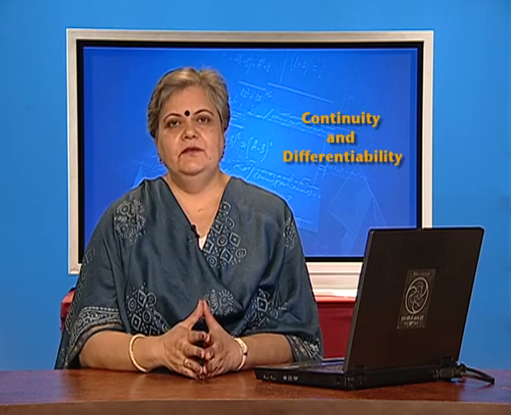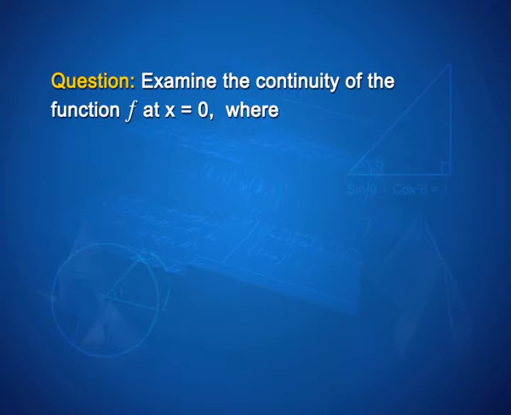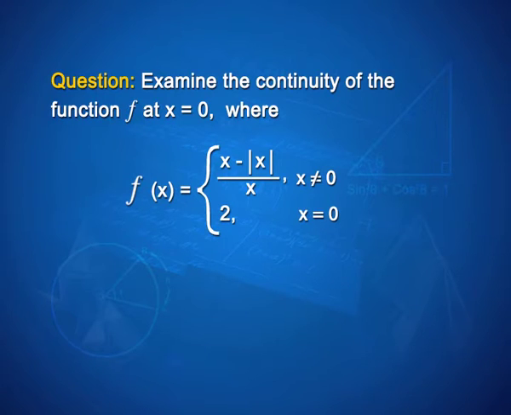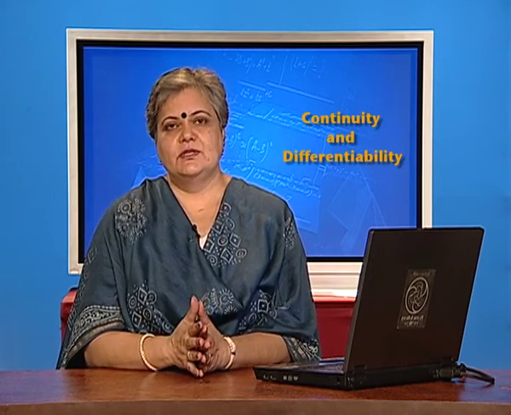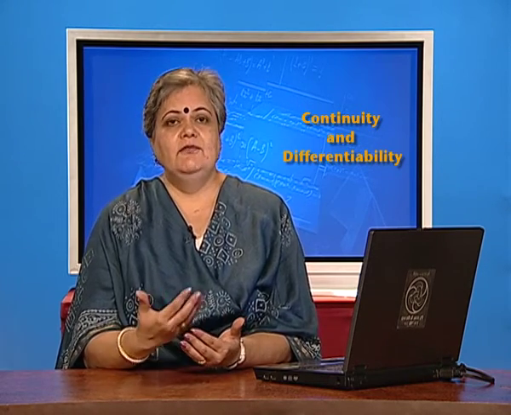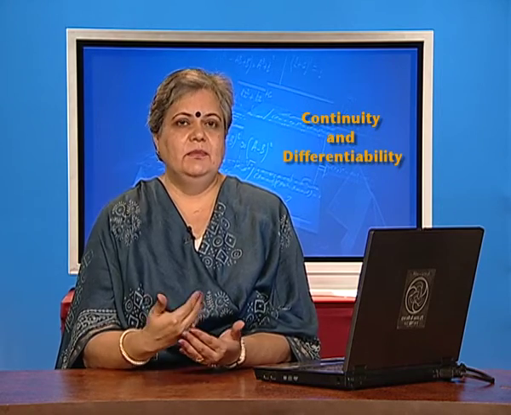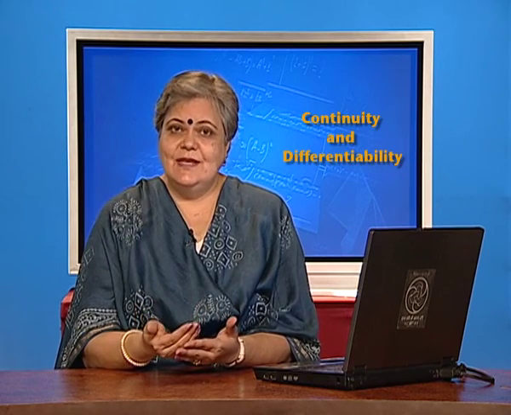So, let us begin with our very first problem, and the question says: examine the continuity of the function f at x equal to 0, where f of x is defined as (x minus |x|)/x when x is not equal to 0 and takes the value 2 when x is equal to 0. Now, every time you see a function which involves modulus, the absolute value function, the very first thing one must do is restate, rewrite, define it again, keeping in mind that the behavior of |x| depends on whether x is greater than 0 or x is less than 0.